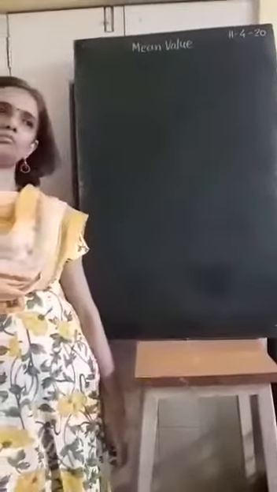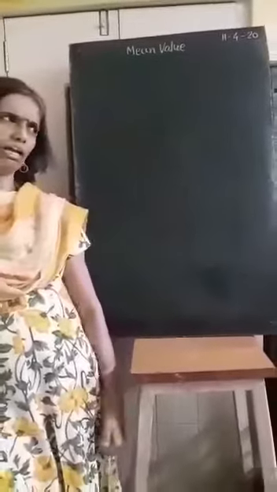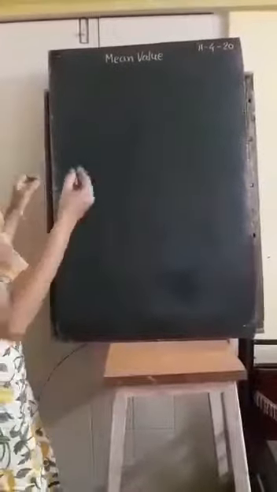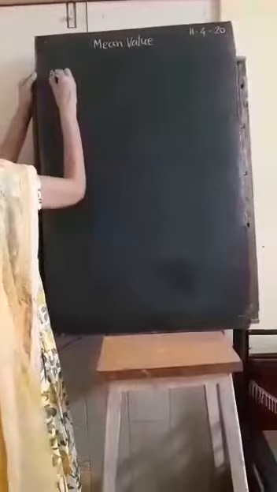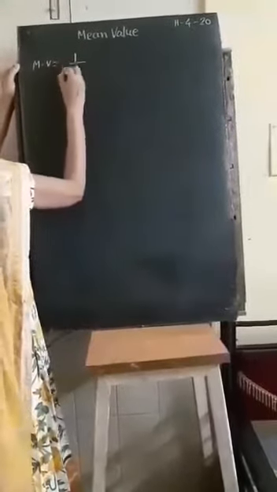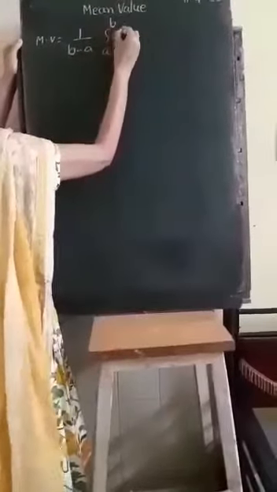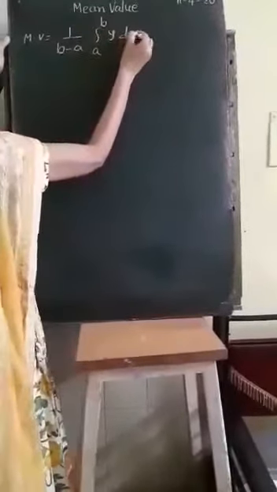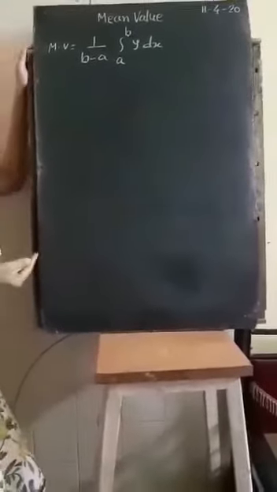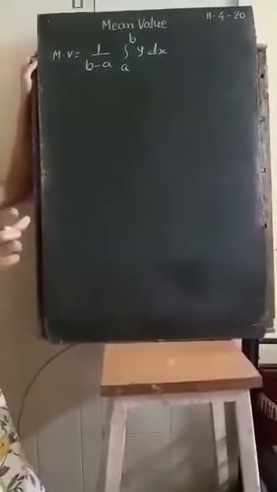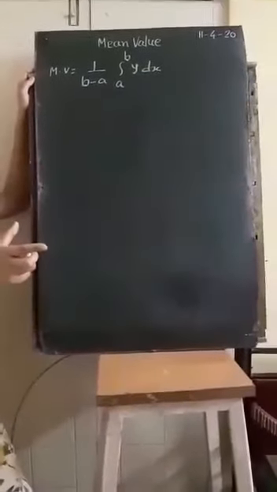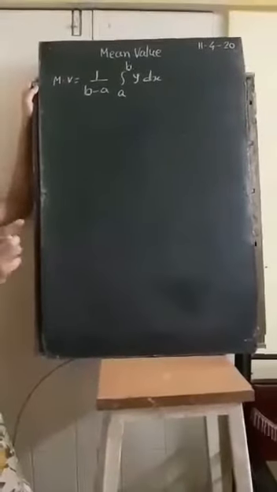Okay. So mean, what is mean? It is average. So in integration, what is integration? Integration is basically area under the curve. So in mean value, what we do is, the formula is 1 upon b minus a integration a to b y dx, where we divide by length of the interval. We are integrating y over the range a to b and we are dividing it by length of the interval, that is b minus a.